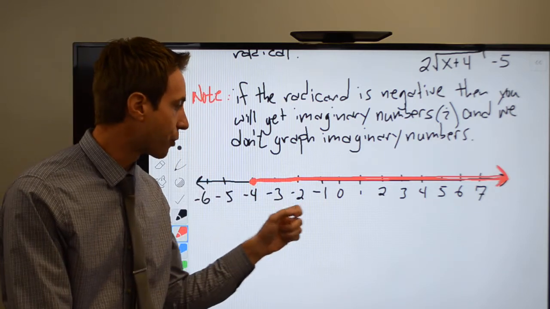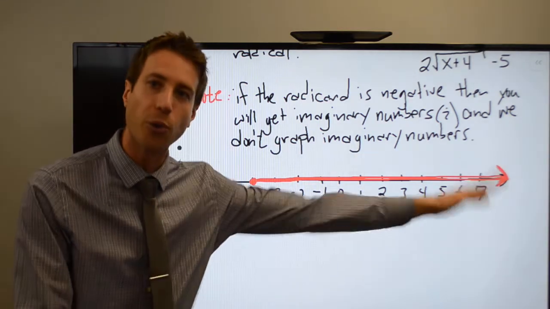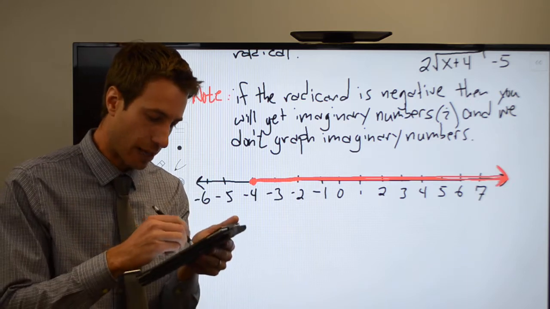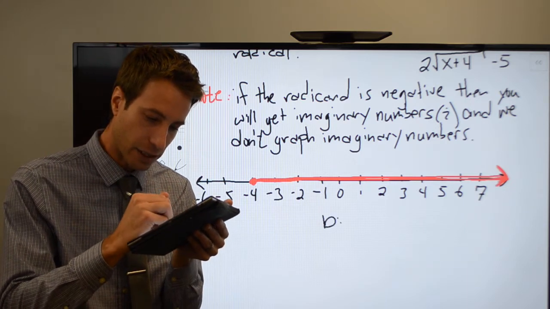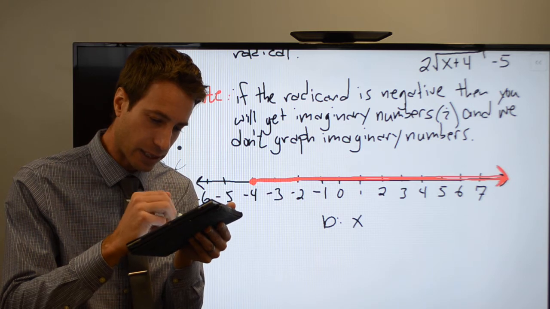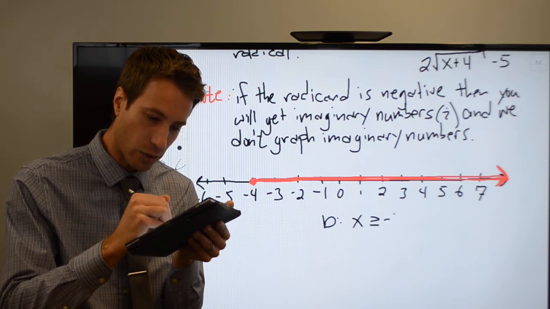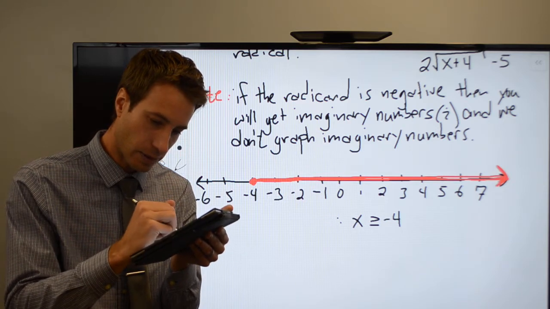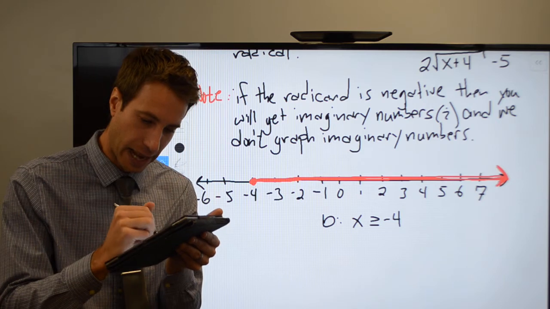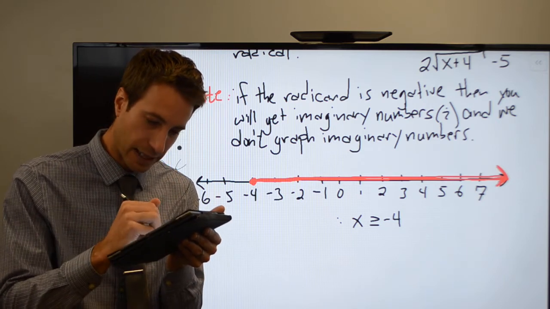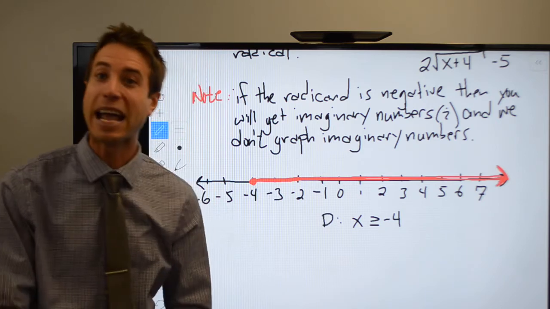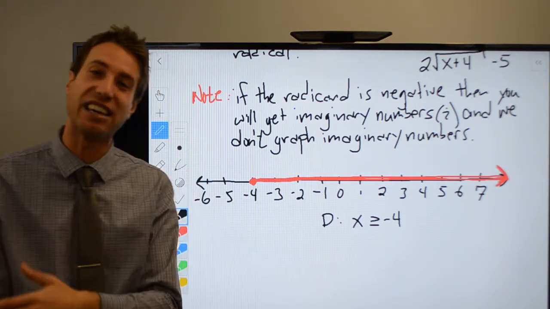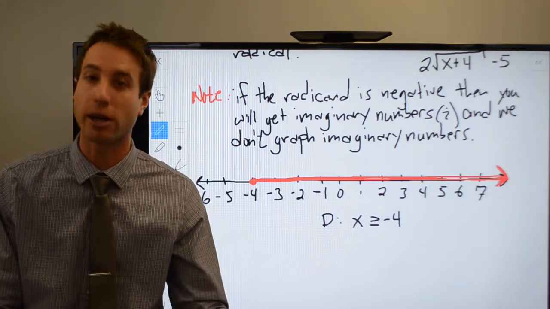So negative 4, negative 3, negative 2, negative 1, 0, 1, 2, 3, all the way to infinity. Those are all values in my domain. So my domain is going to be x is greater than or equal to negative 4. Sorry, that is a terrible D. That's going to be my domain. And so what I've done is I have excluded the values that give me imaginary numbers because I'm not going to graph them.